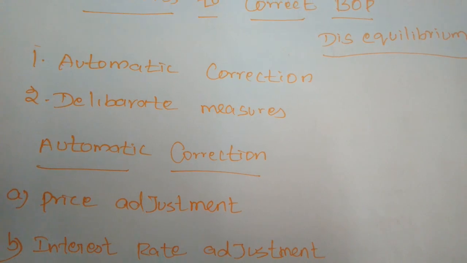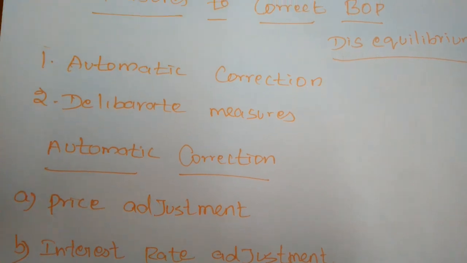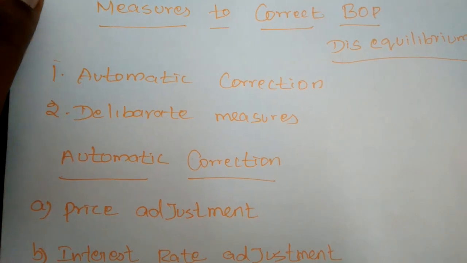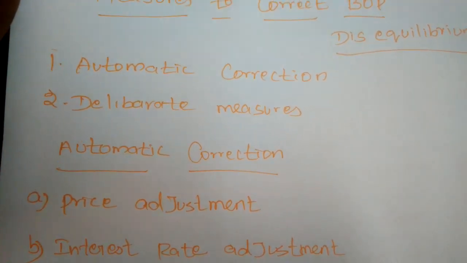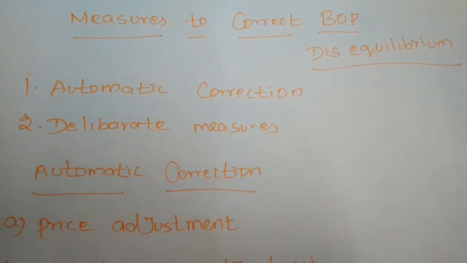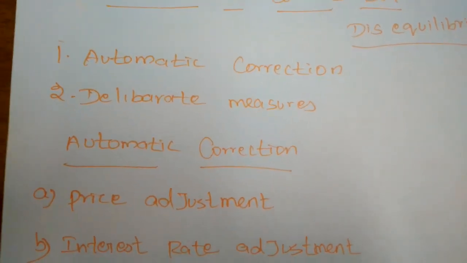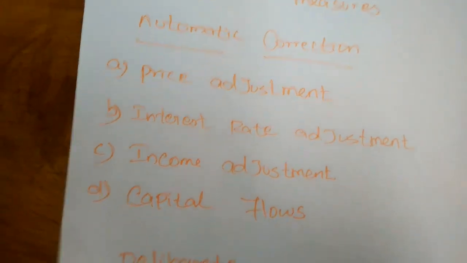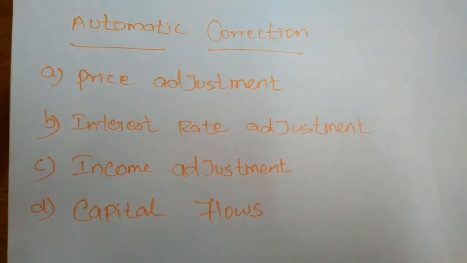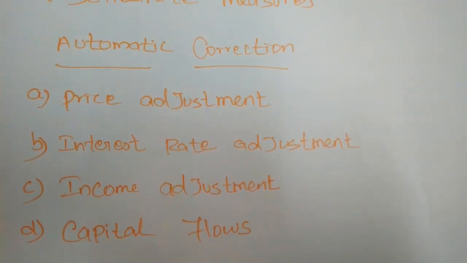But they are divided into two broad groups: automatic corrections and deliberate measures. The measures for correcting balance of payments disequilibrium are broadly classified as two types: the automatic corrections and the deliberate measures. Automatic corrections means that if the market forces of demand and supply are allowed to play freely, equilibrium will be automatically restored in the course of time.